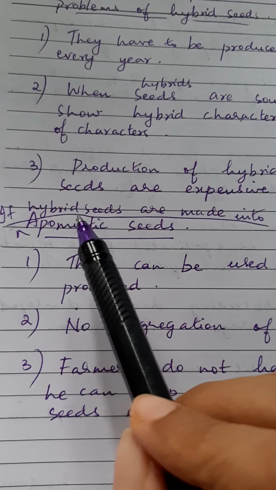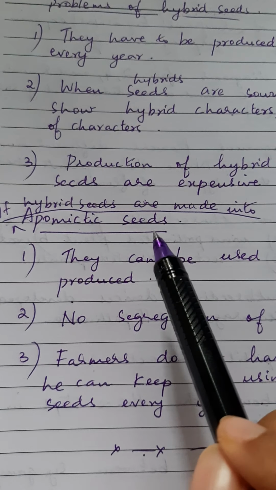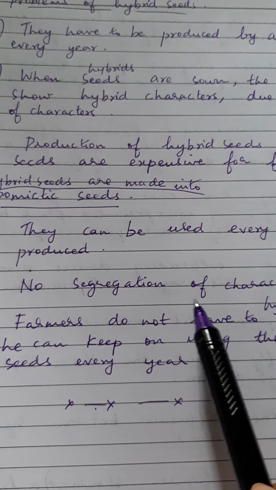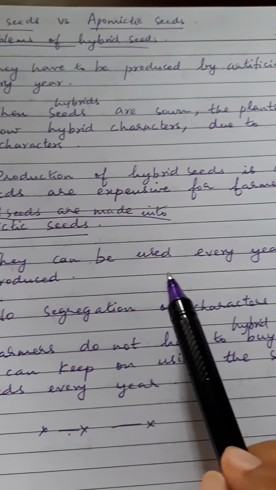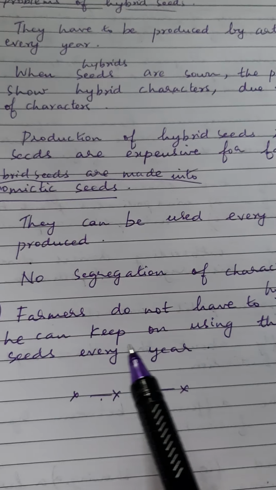Now, if we make these hybrid seeds into apomictic seeds, then hybrid seeds have to be made only one time. Then there is no segregation of characters, and there is no need to produce them every year, so they will be less costly for the farmers.